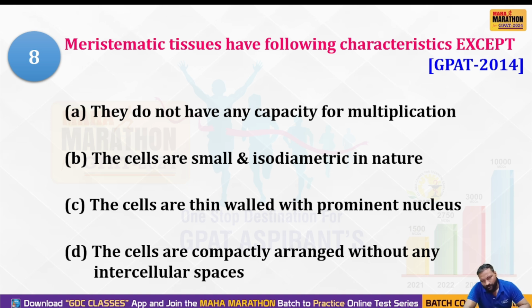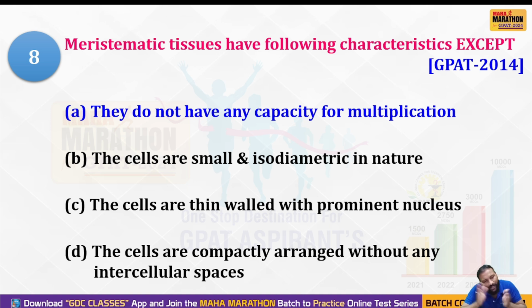Yes, good. But this question appeared in GPAT 2014. Okay, we'll see the option right over here. Yes, we know that they do not have any capacity for multiplication. Because this is a wrong option, which means meristematic cells have the ability to replicate themselves or multiply, whereas permanent cells don't have the capacity for multiplication. So for that reason, it is a wrong option.